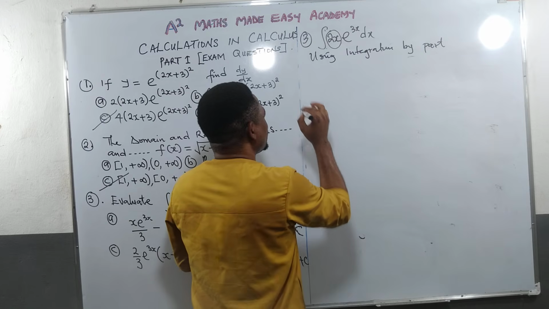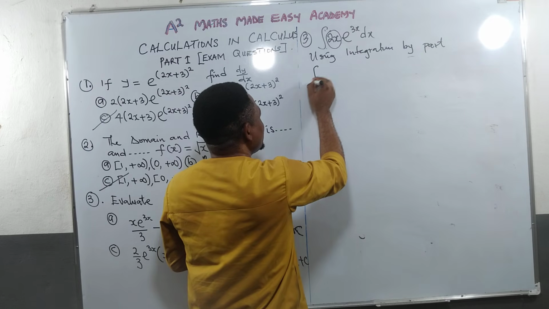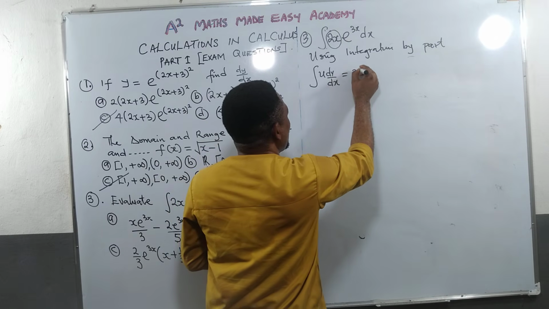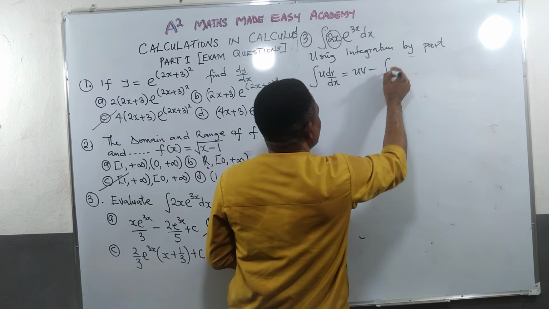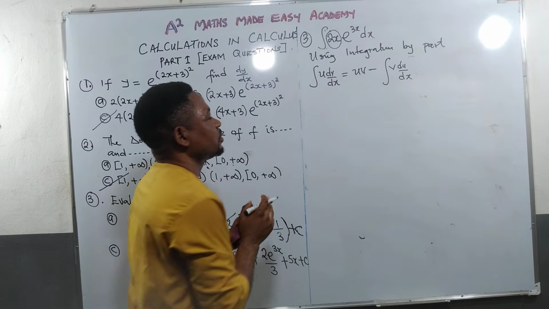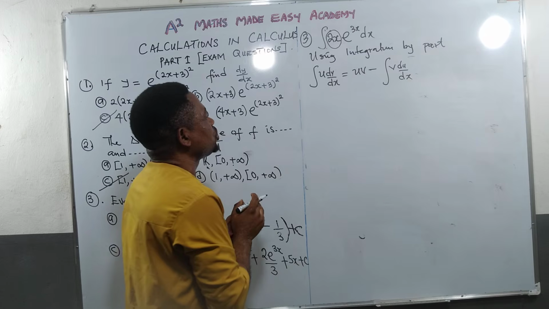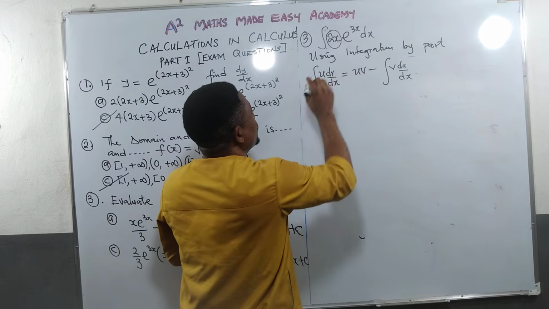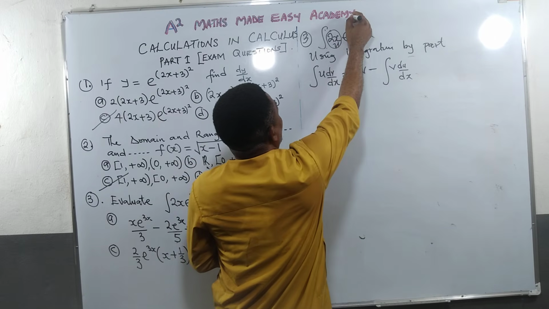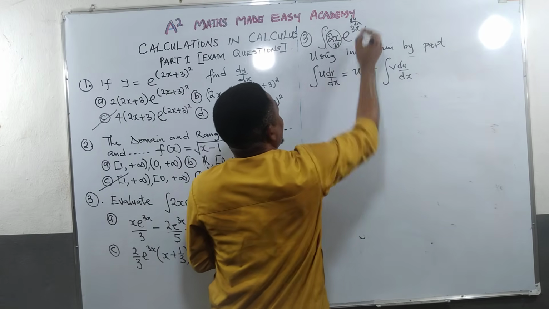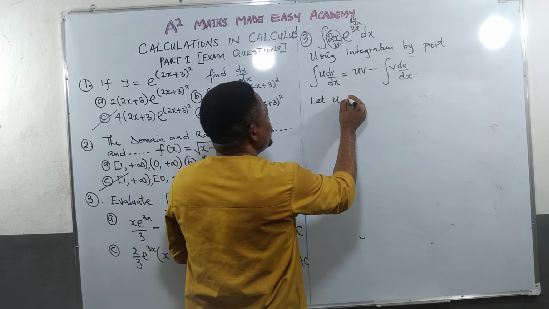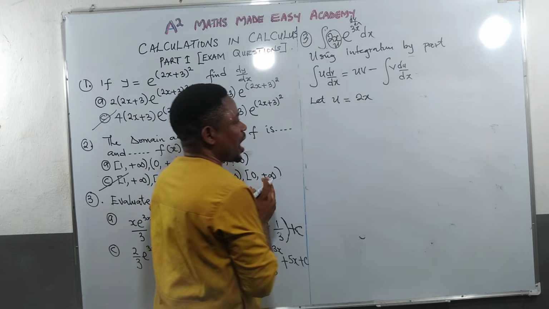What is the formula for integration by parts? Look up. Integral of u dv over dx is equal to uv minus integral of v du over dx. Are you with me now? Now the question is this. Now I want you to observe something here. Which one is differentiation? The first one, call it u. The one to integrate, call it dv over dx. Life goes on. So we start with: let u be 2x. Are you with me?